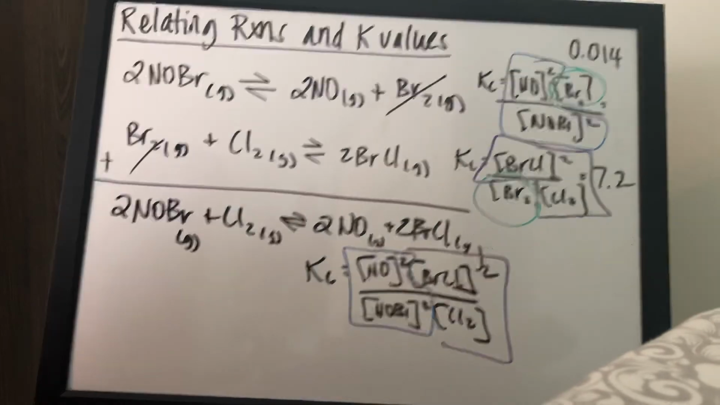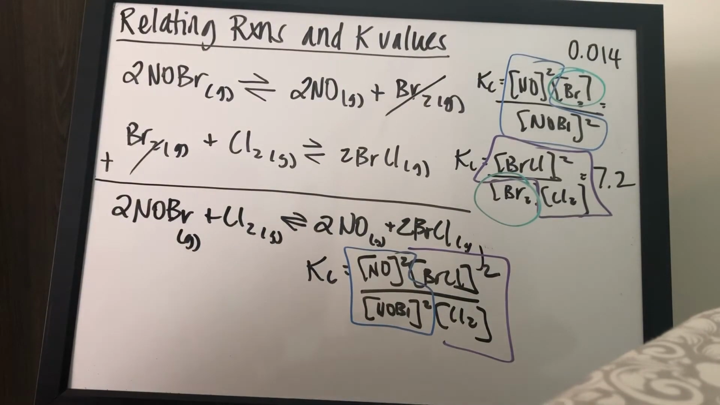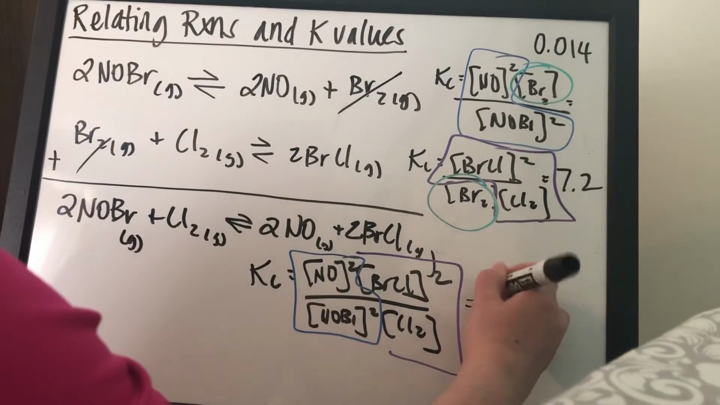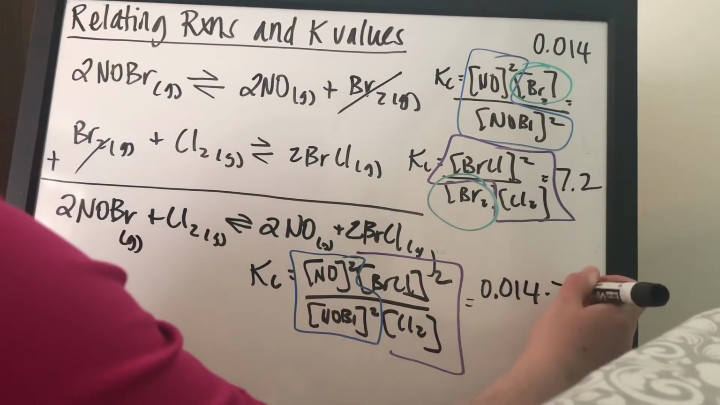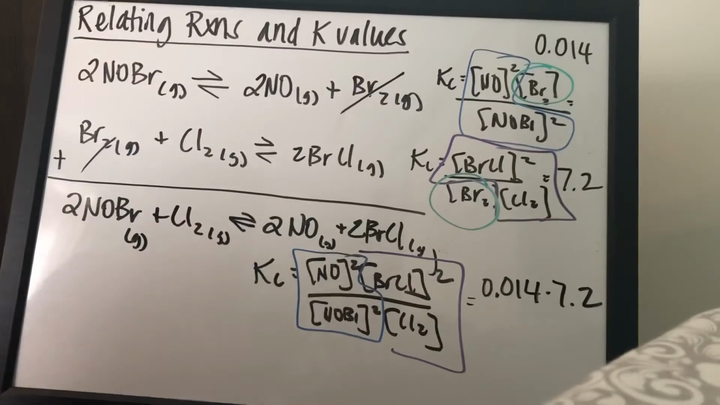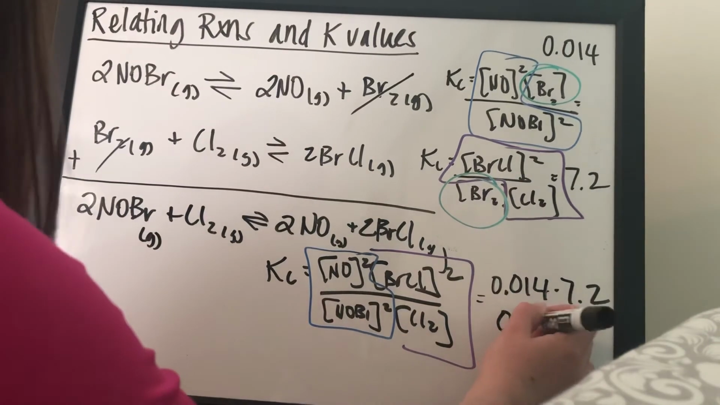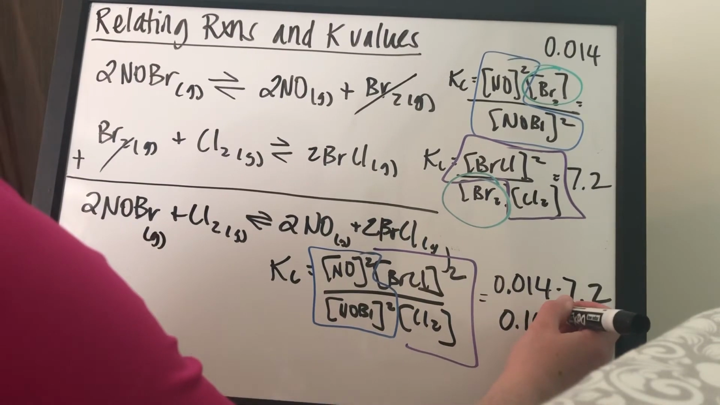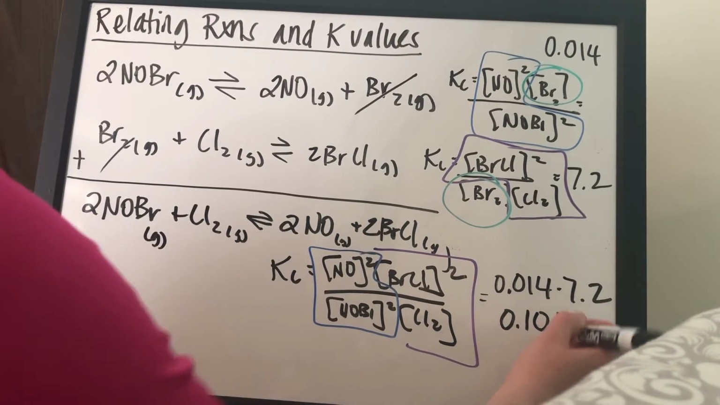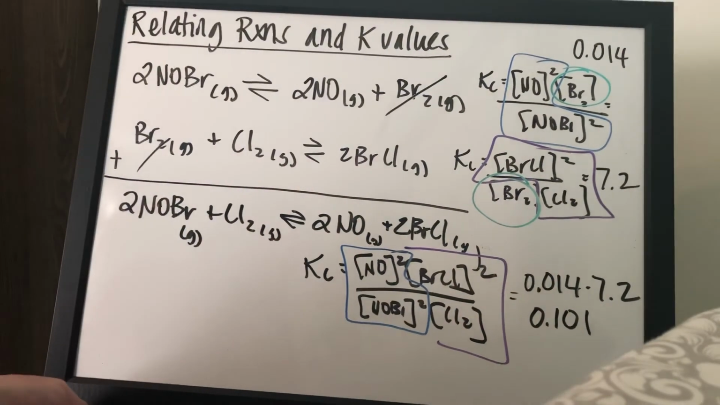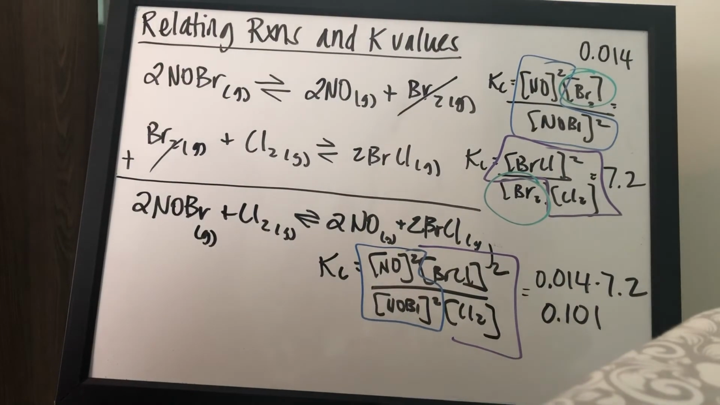So in this case, I would not be, oh my gosh, I just gave it away. I would not be adding my Kc values together. I'd be multiplying them together. So Kc overall would be equal to Kc reaction 1 times Kc reaction 2. Numerically, whatever that comes out to be, 0.101, or 0.10 technically to 2 sig figs, and so that's my Kc overall.